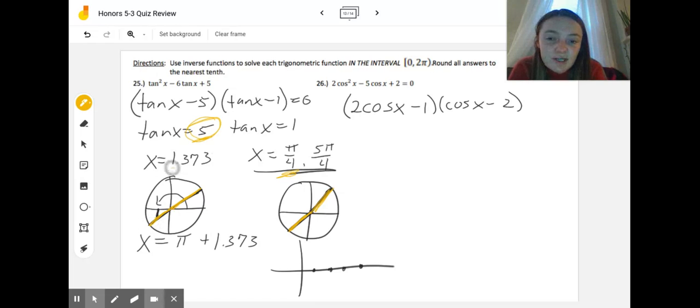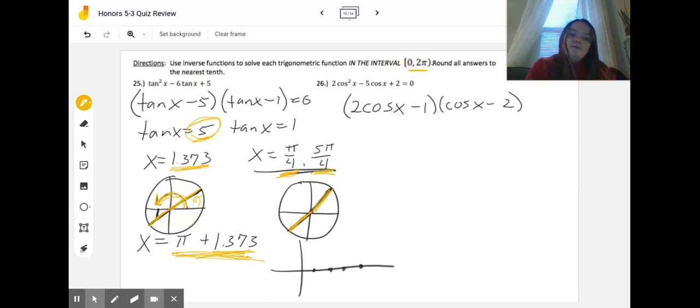So my first solution I got was 1.373. So that's right here. The other solution technically should happen in the third quadrant. So just to find that, I'm going to use alternating triangles a little bit, and I'm going to say pi plus that angle, which is 1.37. So my answers here are going to be pi plus 1.37, 1.37, pi over 4, and 5 pi over 4. And you could verify all of that on Desmos, and you would get the same solution, provided that you're just picking numbers between 0 and 2 pi.